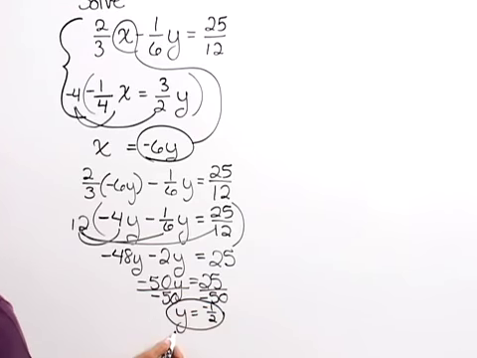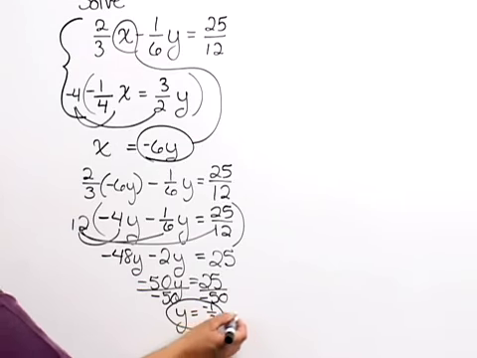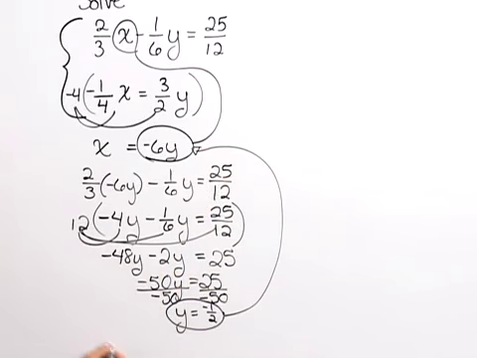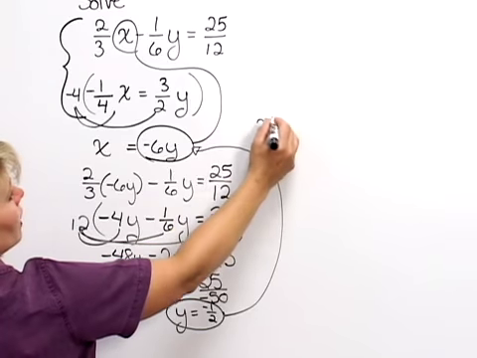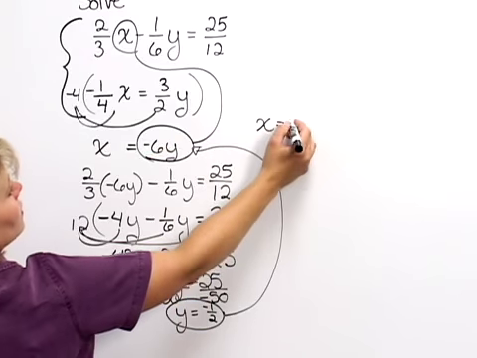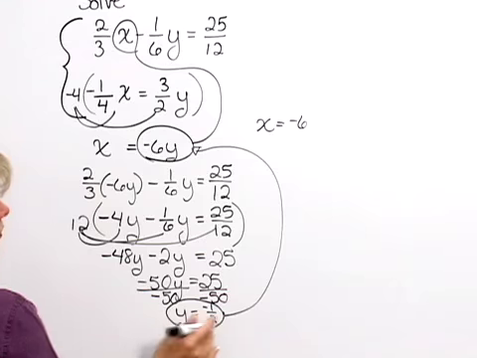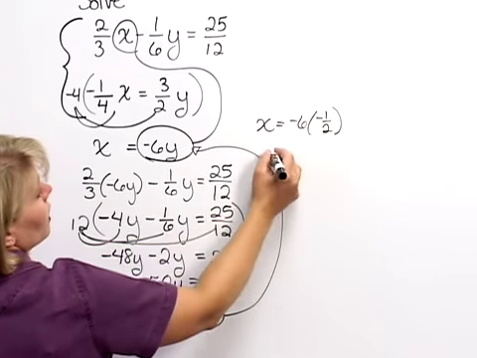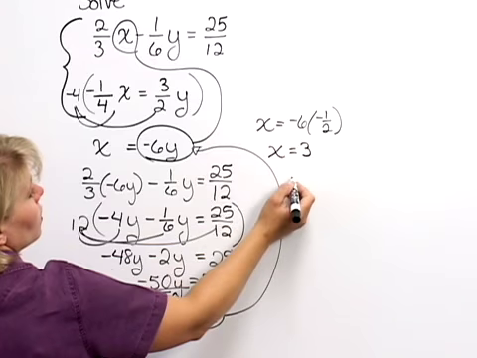Since we know y is -1/2, we still need to find our x. If we take this -1/2 and replace it into this equation right here, we can find our x term. So x will equal the -6 times the y we just came up with, which is -1/2. So x ends up being 3.